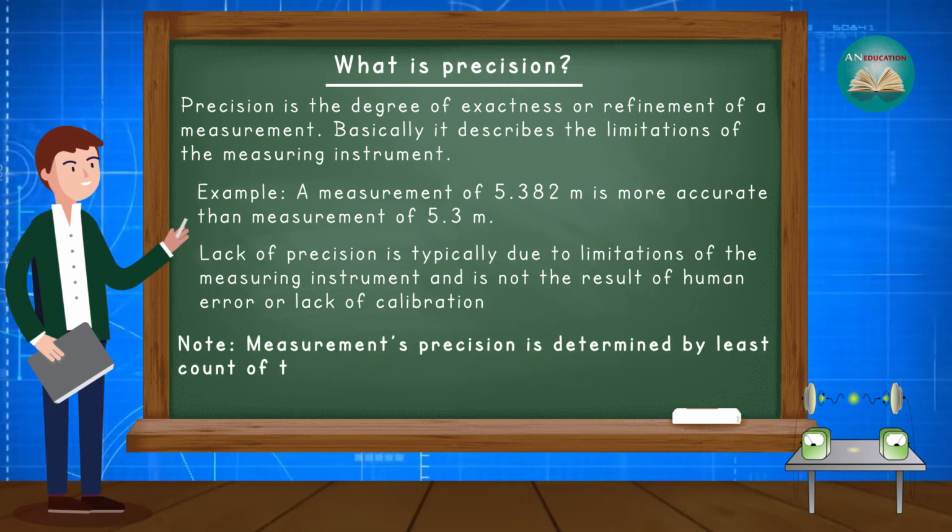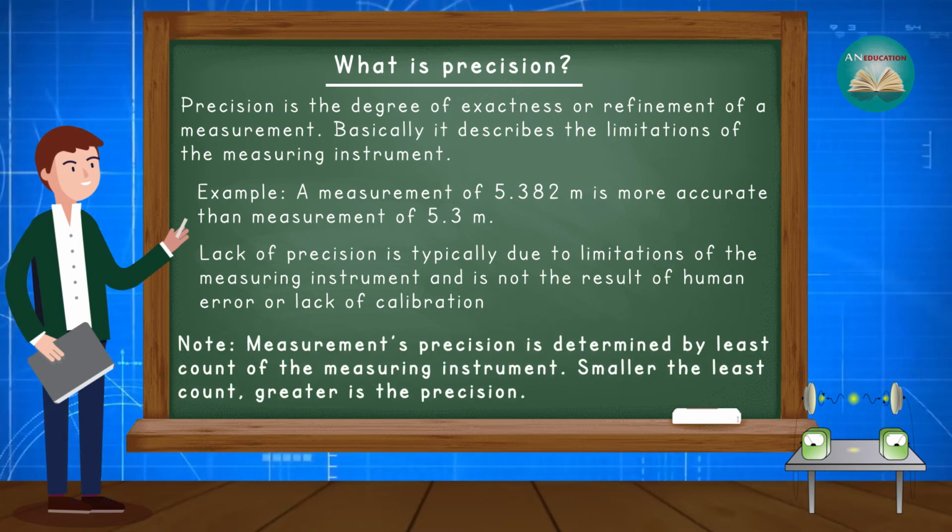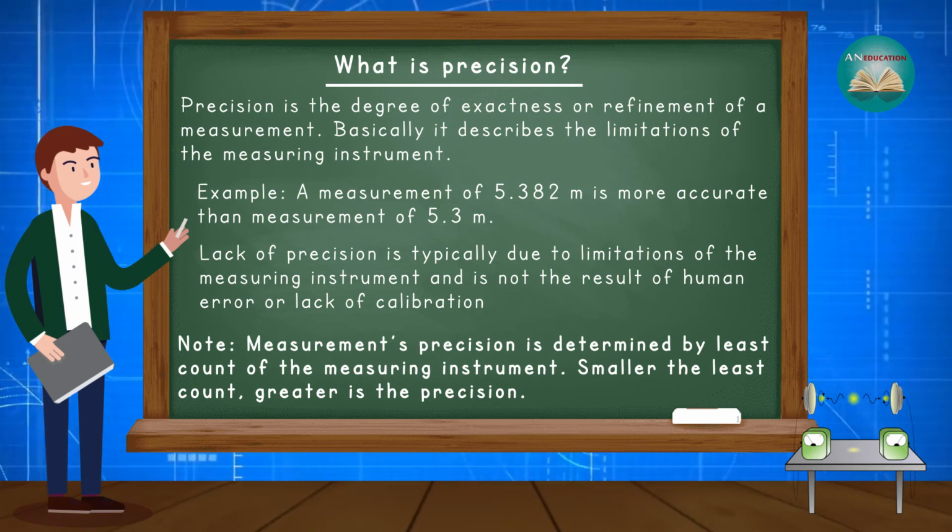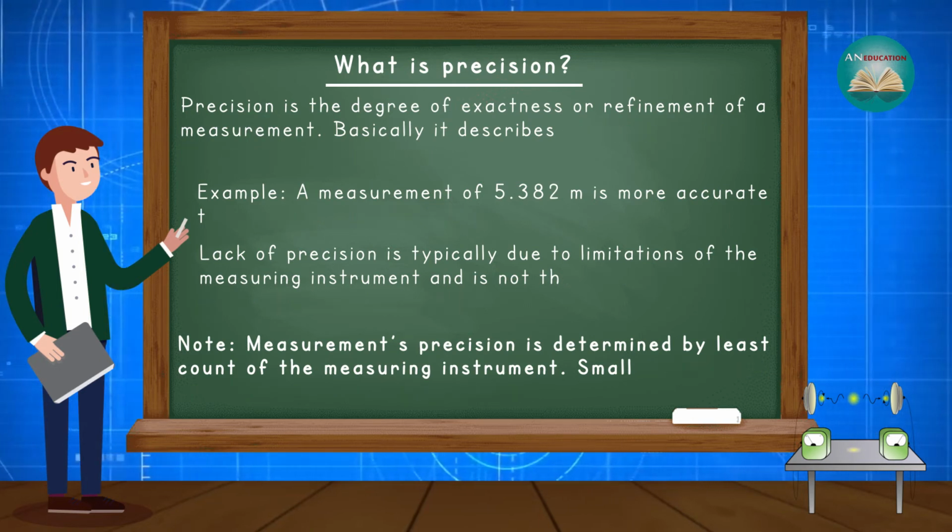Notice that a measurement's precision is determined by the least count of the measuring instrument. Smaller the least count, greater is the precision.